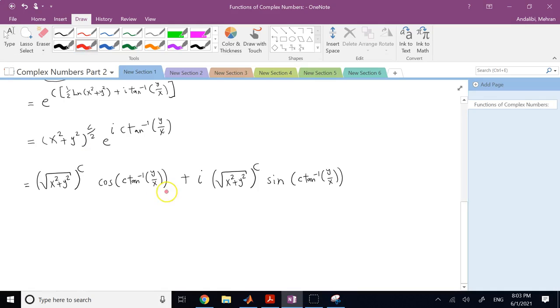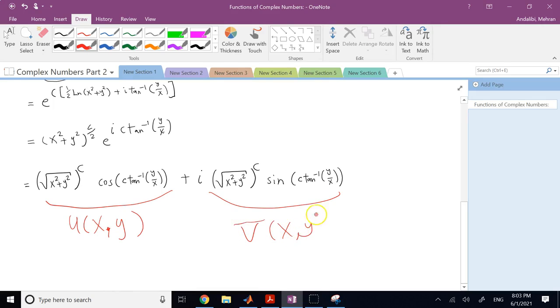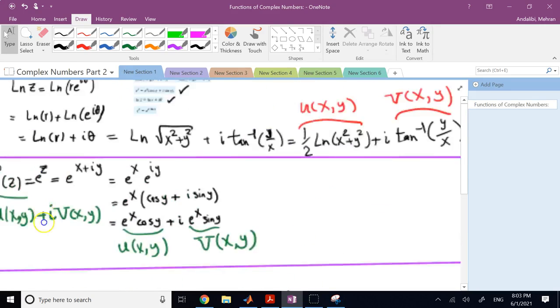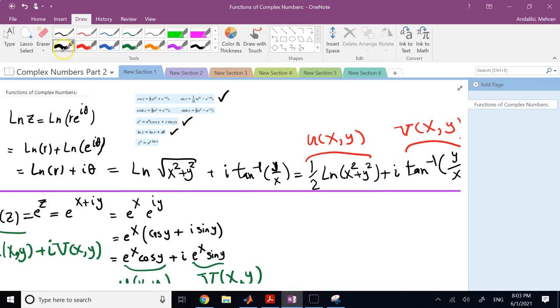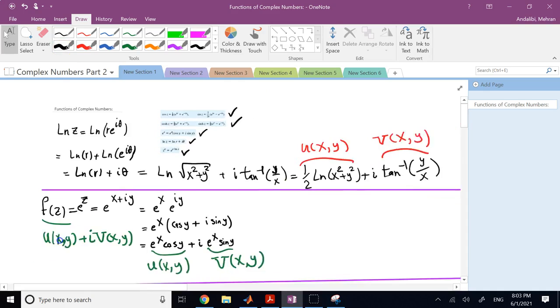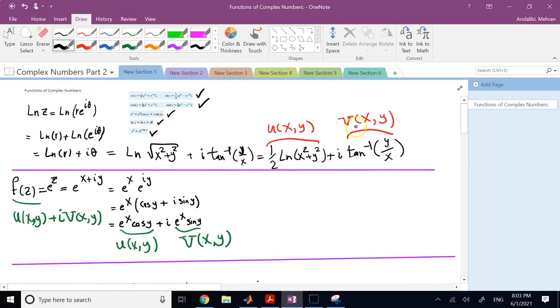So this is your u of x and y. This guy is your v of x and y. Okay, so in general, as I described for you here, each one of these functions basically takes a complex number in and spits a complex number out, where the real and imaginary parts of the result are functions of the real and imaginary parts of the input in general, okay? So this is how you evaluate complex numbers.